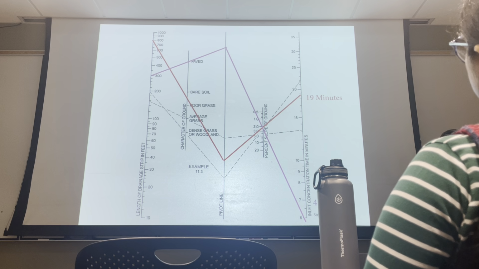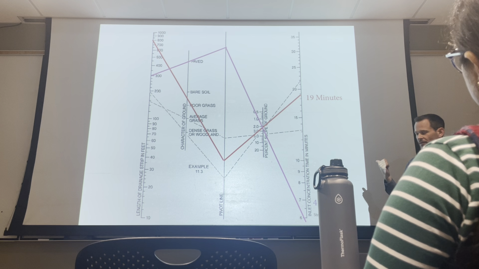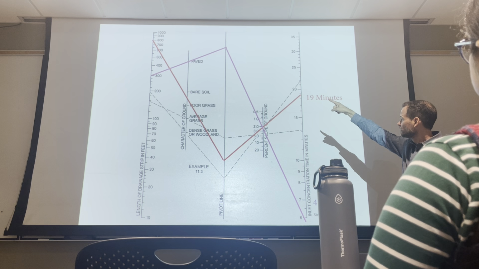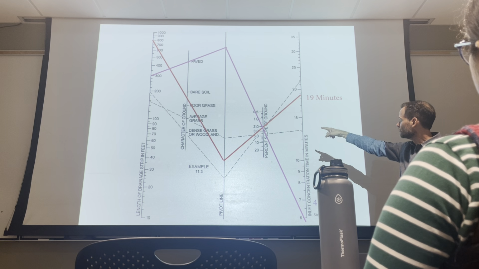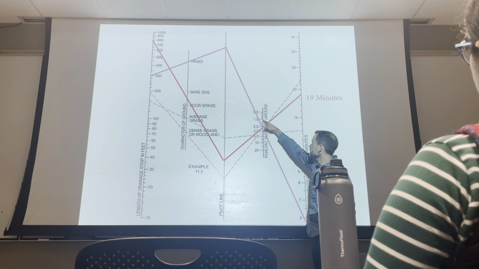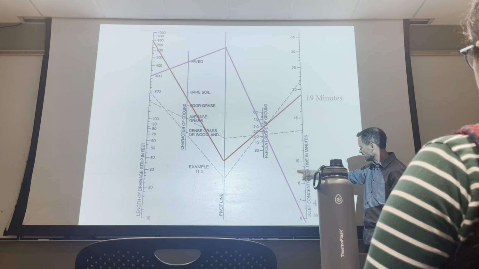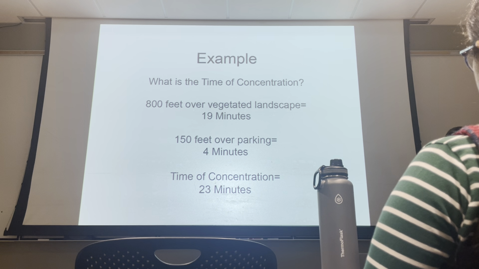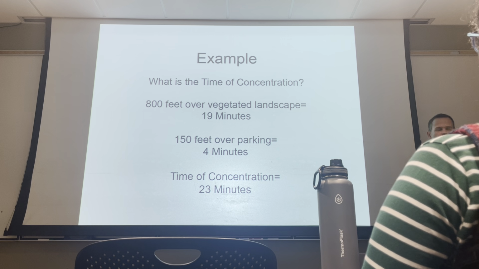But I'm not done yet, because I have to also do the paved area, which is 300 feet across paved. The line should go through 1%, I did that wrong. Through 1%, it probably would have hit 8 minutes, but mine hit 4 minutes because I did 2%. But be that as it may, I would add these two numbers together: 19 plus 4 is 23 minutes. It's raining, it takes 23 minutes for water to run from the furthest point to the point of concentration, because the chart told me.